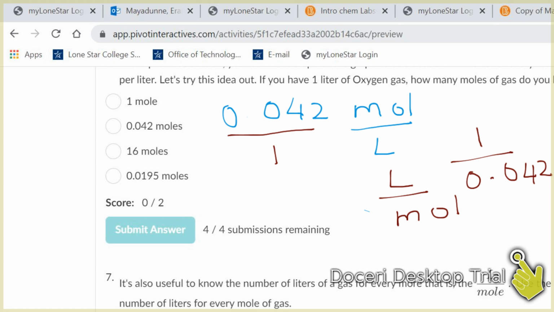1 divided by 0.042, it gives me 23.8. Okay, so 23.8, it's almost like 24.